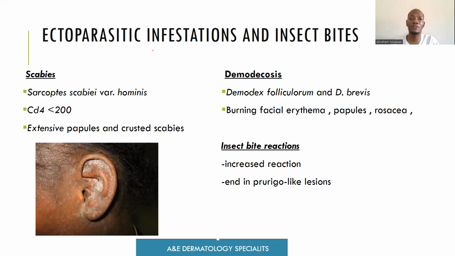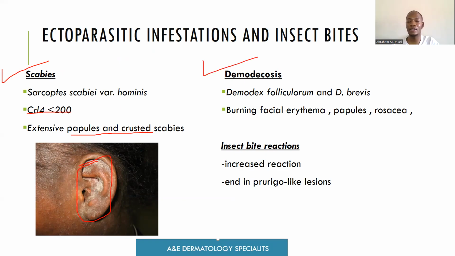So when you go to the ectoparasites, infestations and skin bites, scabies in HIV will be severe. If your CD4 is below 200, you present with extensive crusted scabies, which we call Norwegian scabies. The patient will present with scaly plaques that have millions and millions of mites, which is very easy to diagnose and very infectious.